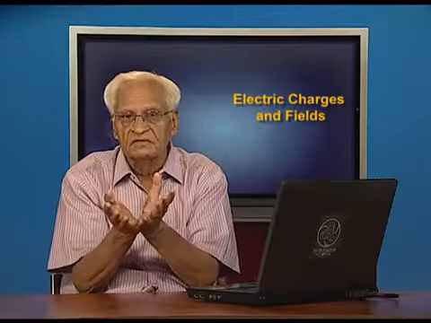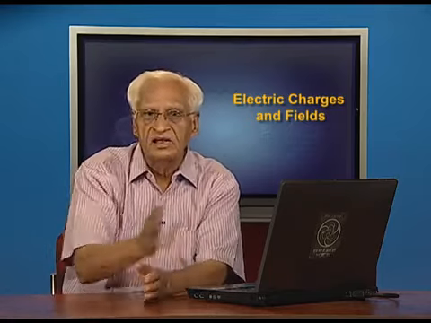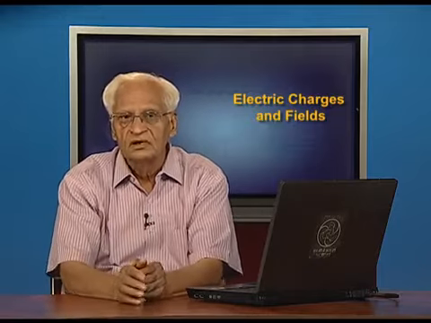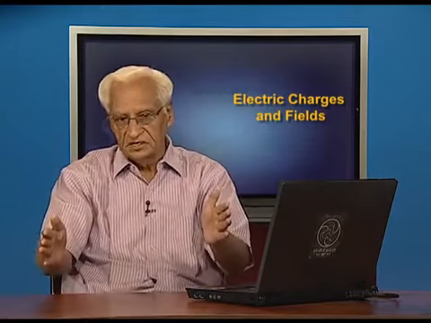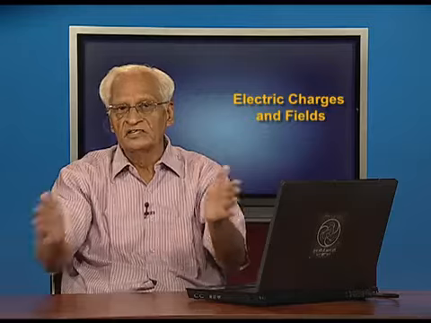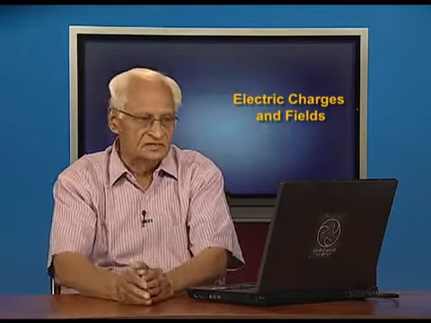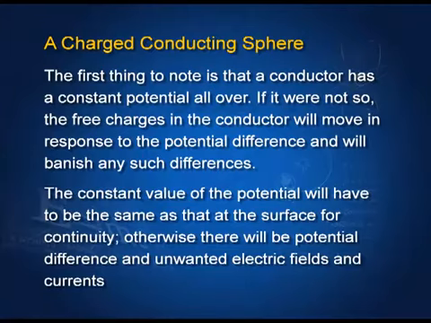It is the equipotential surface, because if there is a difference of potential, that would mean an electric field that would apply force on charges, and the charges will move, they will not remain static. Therefore, there cannot be any potential difference between 2 points on the surface of a conductor. So, the conductor is an equipotential surface. The constant value of the potential will have to be the same as that at the surface for continuity. Otherwise, there will be potential difference, and unwanted electric fields again will create problems for us.